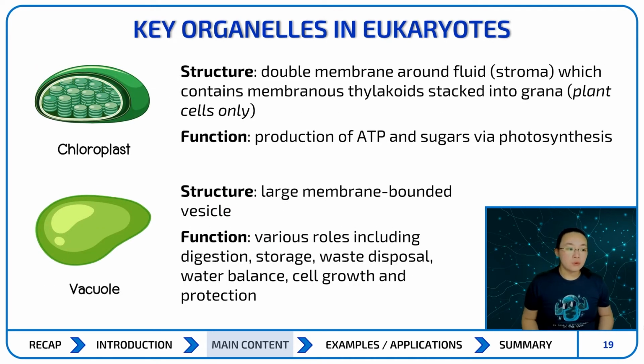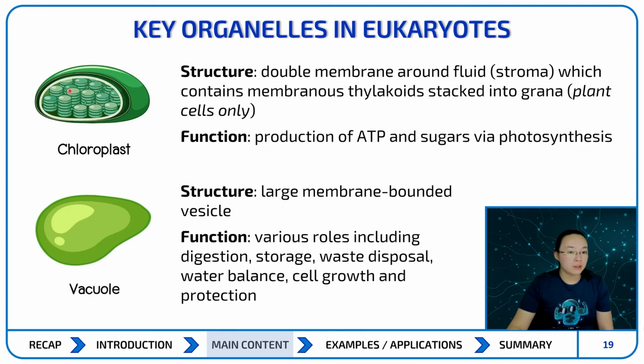Now, the two over here are primarily found in plants. The first one is definitely only found in plants, whereas the second one, the vacuole, is found in both. In terms of the structure of a chloroplast, it's a double membrane, so you can kind of see it here. Dark green, lighter green on the outside, that's your first membrane, the outer membrane. There's going to be some fluid, and that's called the stroma. And inside that fluid, you can see another membrane, thylakoids, stacked into grana. So this would be for plant cells only.